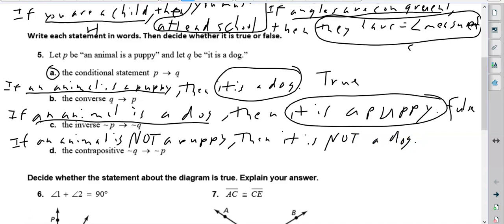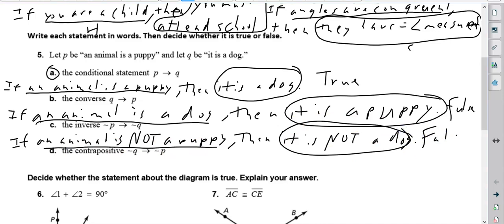Now, this is a tricky one. You might think, well, that makes sense. If it's not a puppy, then it's not going to be a dog. But remember, a dog is an adult dog. It's not a puppy. So a dog is not a puppy anymore, but it's still a dog. So even though it sounds right, that if an animal is not a puppy, it's not a dog, it's going to be false. Because one counterexample would be a dog is not a puppy, but a dog is definitely a dog.